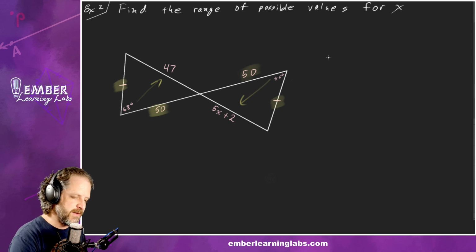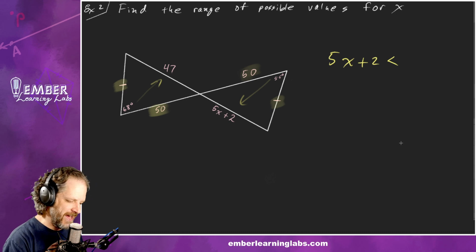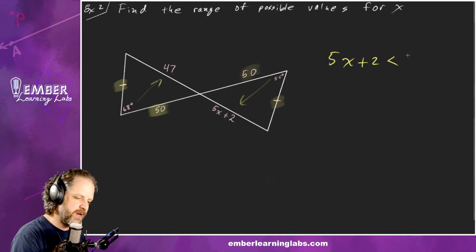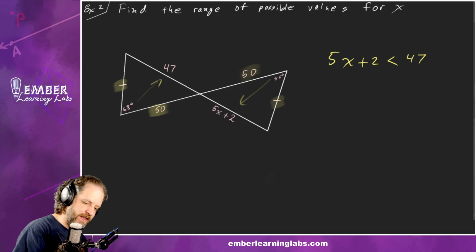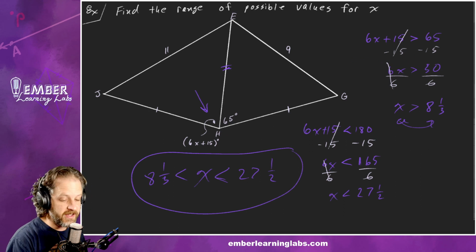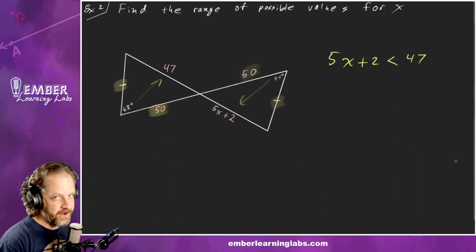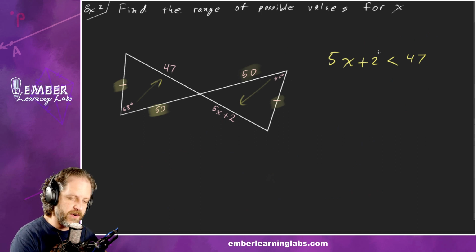Easy peasy, lemon squeezy. So 5x plus 2 has got to be, this time, less than 47. Right? So that's different, right? On the last one, it was going to be greater than. So that's the key difference, which is going to lead to something different at the end of this problem. Other than that, we do it basically the same way. So we're going to solve for x.